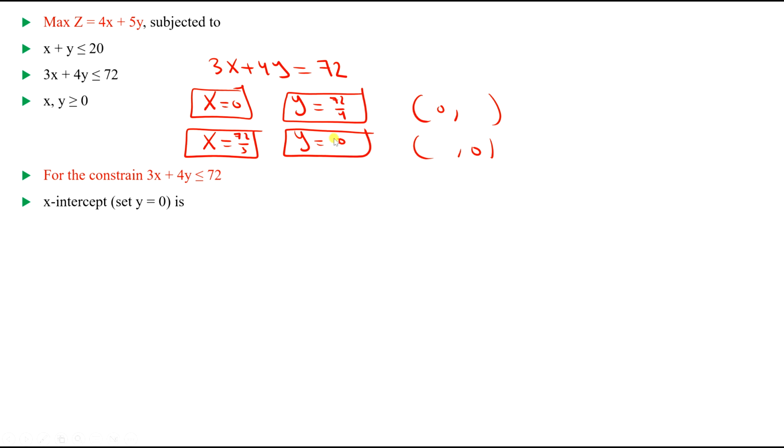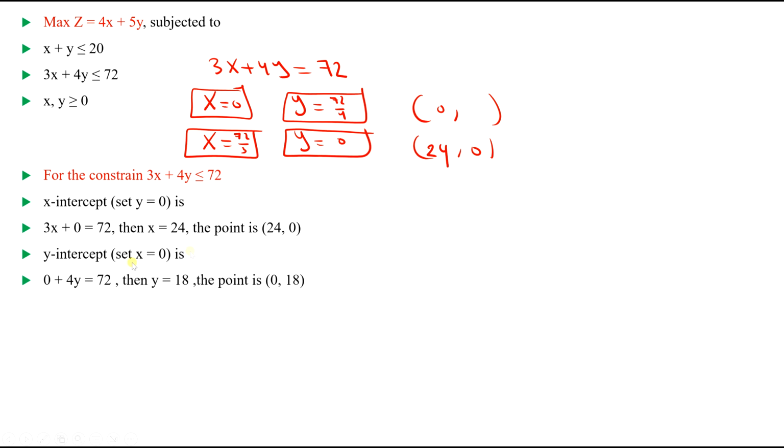When y equal to 0, x will be 72 over 3, which is equal to 24. So the first point will be 24 and 0. Similarly for 72 over 4, as you can see here, 4y equals 72, so it will give us 18. So this second point will be 18. So we have 2 points that satisfy this equality.